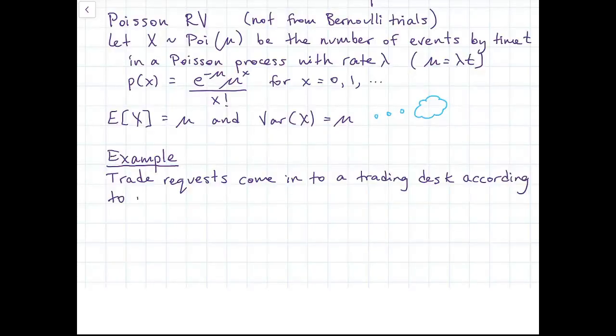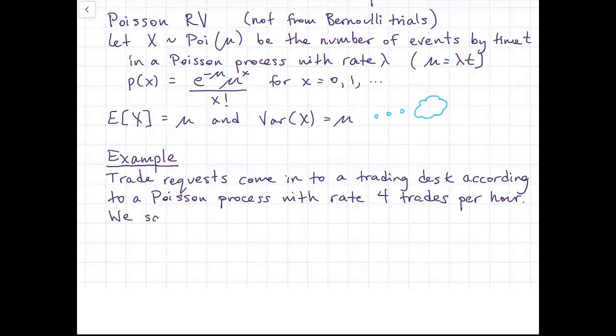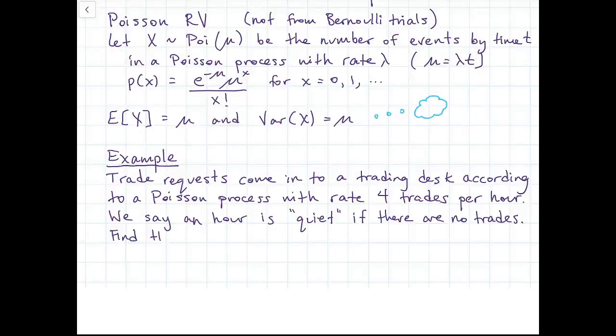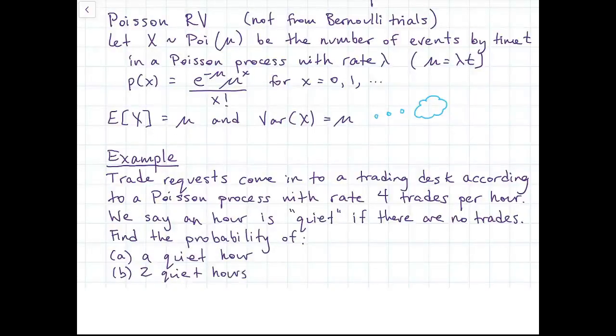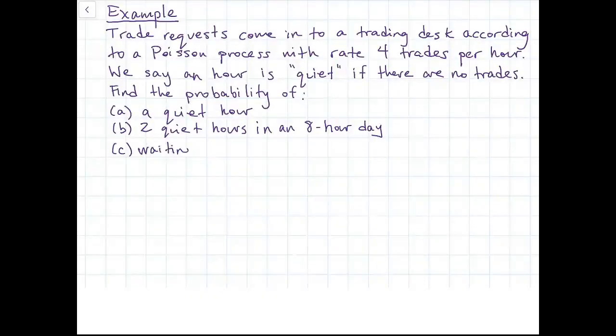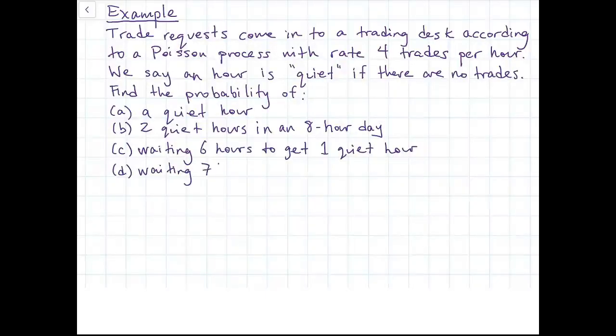Imagine that trade requests come into a trading desk according to the conditions of a Poisson process with a rate of 4 trades per hour. So pretty slow. We're going to say that an hour is quiet if no trades occur during that hour. So if there's no trades in that hour-long period. And I want to find the probability of lots of different things. First of all, the probability of a quiet hour. Second, the probability of 2 quiet hours in an 8-hour day. Third, the probability of needing to wait 6 hours to get 1 quiet hour, and that means 6 hours total. And finally, waiting 7 hours to get 2 quiet hours.